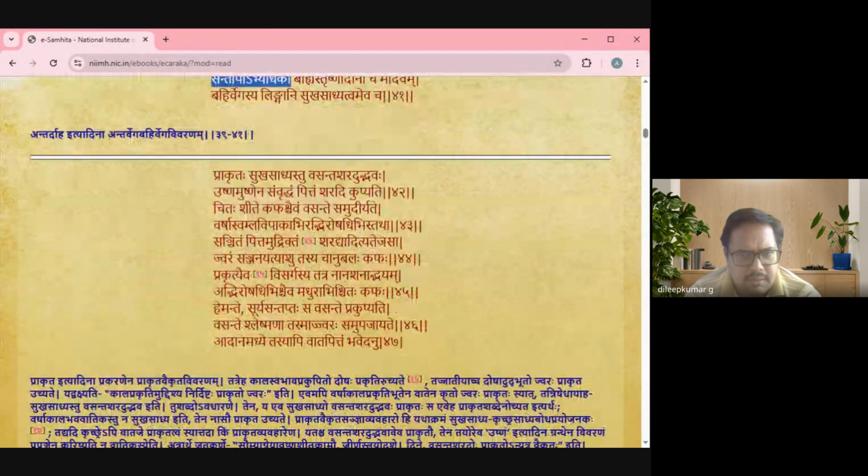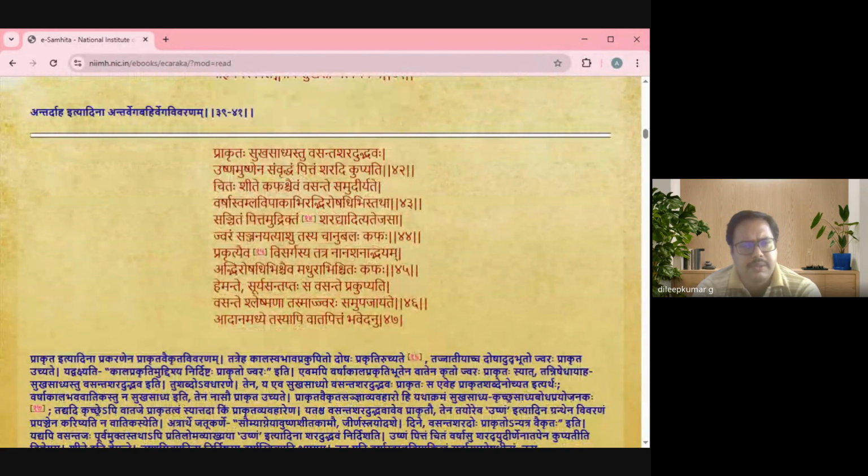Then there is a description about Prakruta Jwara, Vaikruta Jwara. Sharad Rutu, Pittaja Jwara is Prakruta Jwara. Vasanta Rutu, Kaphaja Jwara is a Prakruta Jwara. But Pravrut Rutu or Varsha Rutu, Vataja Jwara is Vaikruta Jwara.